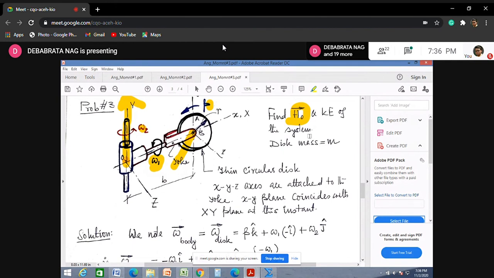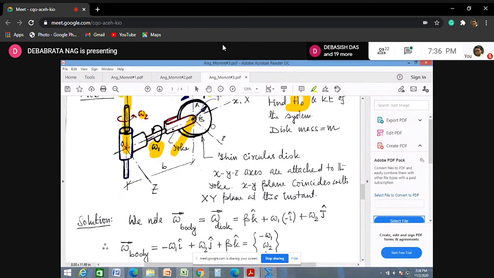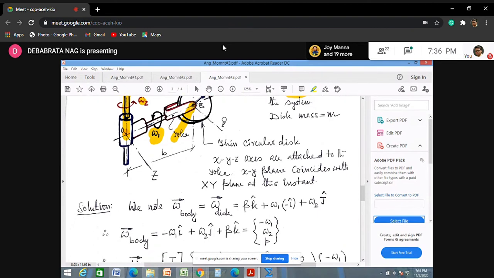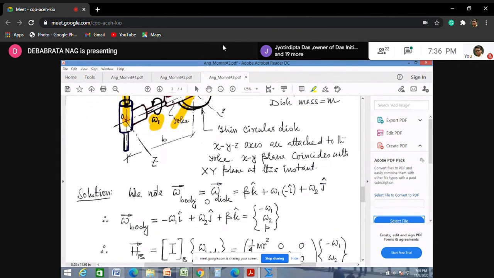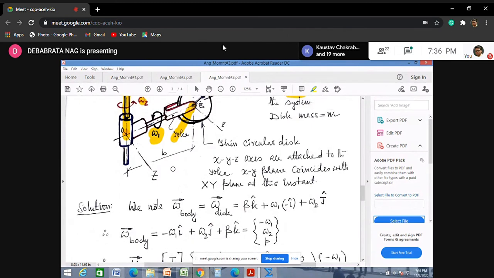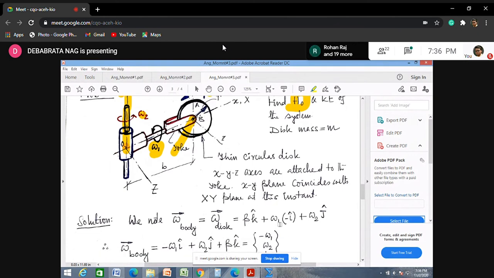So first, our first objective will be to calculate the angular momentum with respect to the center of mass. In doing it, I should be requiring the absolute angular velocity of the disk. So I find the absolute angular velocity of the disk. It will be P capital K cap, P small k cap, because x, y, z are rigidly connected to point B. So it is P k cap plus omega 1 minus I cap, because it is turning like this, and then finally omega 2 capital J cap.